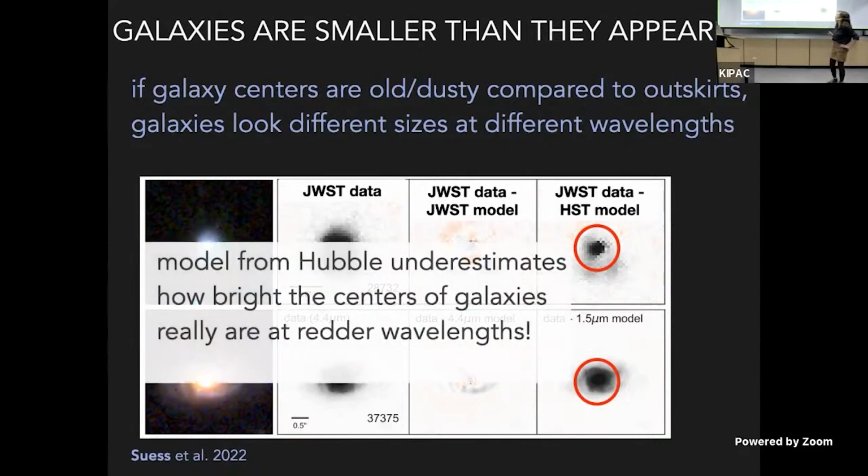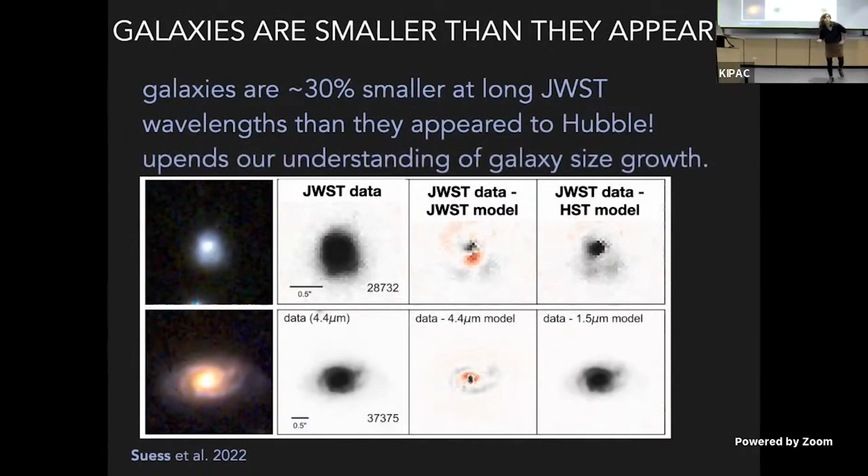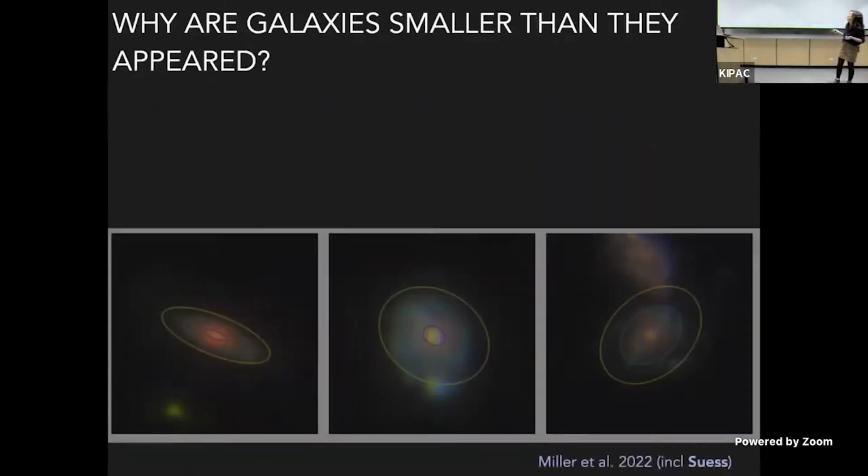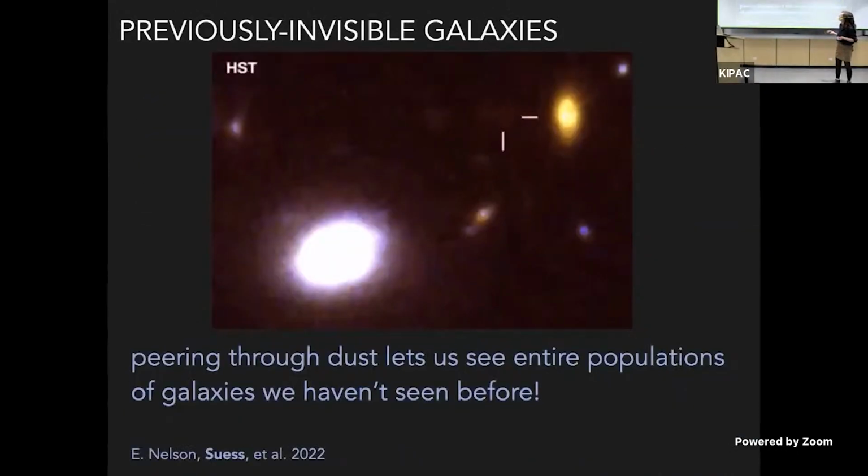So this is a model. This is the JWST data of a couple galaxies. And this is basically the JWST data minus the best fit model that we had with Hubble. And you can see there's all this light left over at the center. So that's telling us that the model from Hubble is underestimating how bright the centers of these galaxies really are at these redder wavelengths. So actually, galaxies are about 30% smaller than we thought before. And so this really upends our understanding of how galaxy sizes are growing.